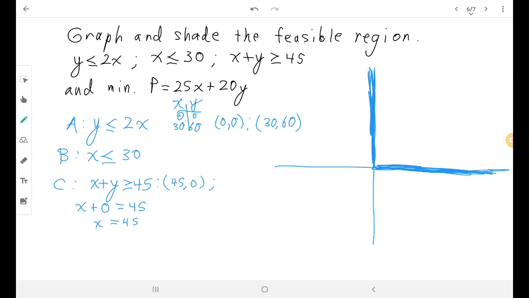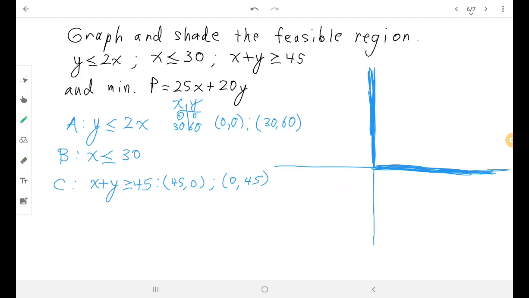And then we could do our y-intercept. That's our y value when the other one equals 0. So that would be 0 plus y. Wow, why do I keep writing 40? So that'd be y equals 45, which would give us 0 and 45. So there's our two intercept points, which will make it easy to graph that.